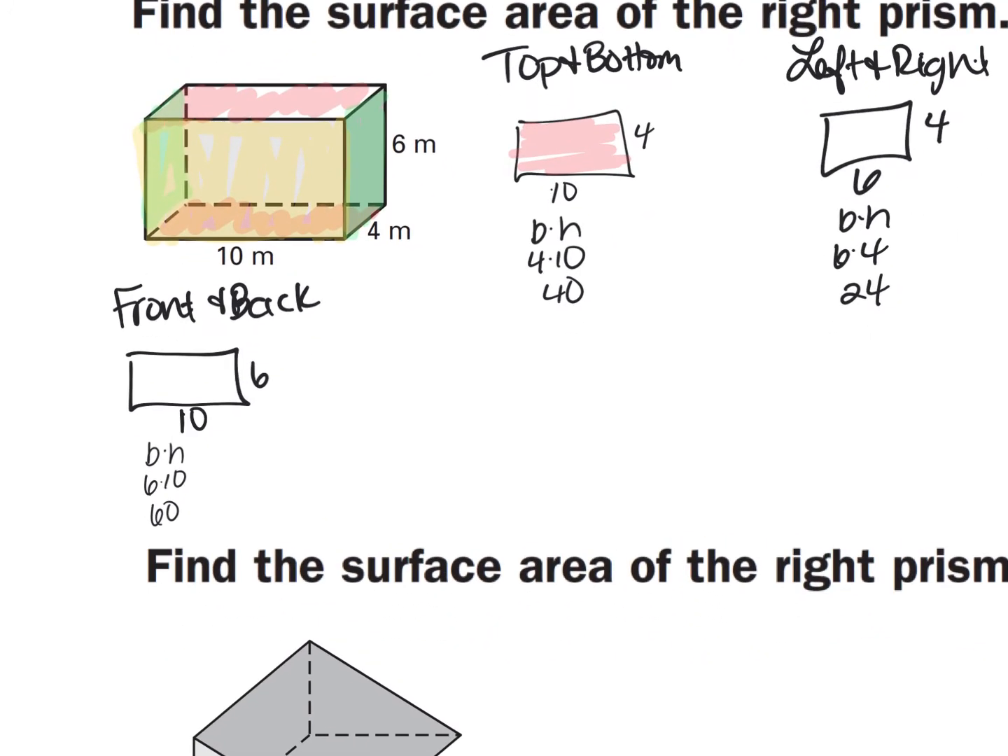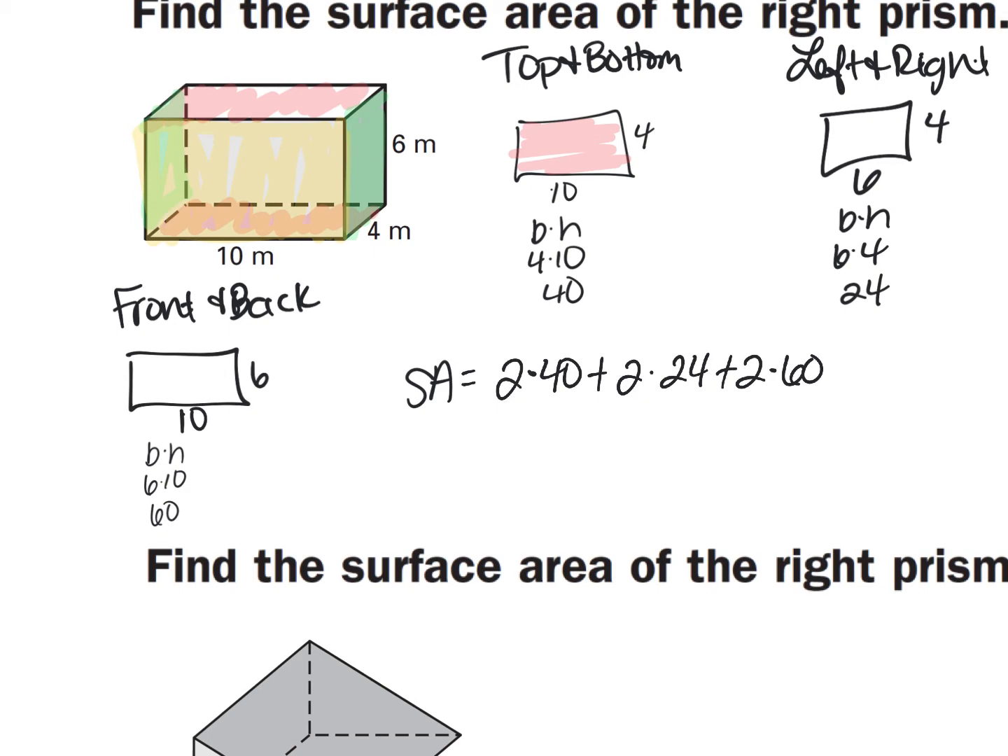All right, so now let's do the actual surface area. So how would I add these up? Well, it's a little tricky on this one. It's not 40 plus 24 plus 60, because if you remember, there's two sides that are 40, the top and the bottom. There's two sides that are 24 and two sides that are 60. So there's a few different ways to write it. I'm just going to write it like this: 2 times 40 plus 2 times 24 plus 2 times 60. That's what makes sense to me. You could write 40 plus 40 plus 24 plus 24 plus 60 plus 60 if you would like. I'm just not going to.